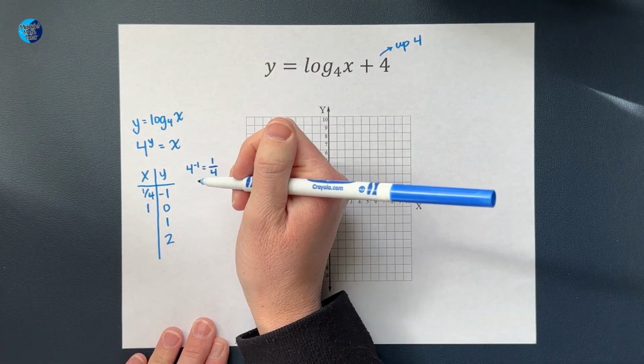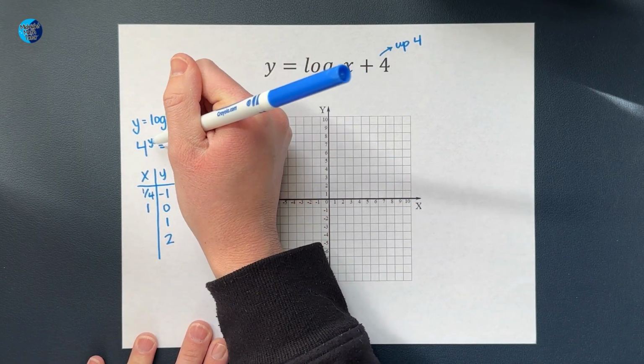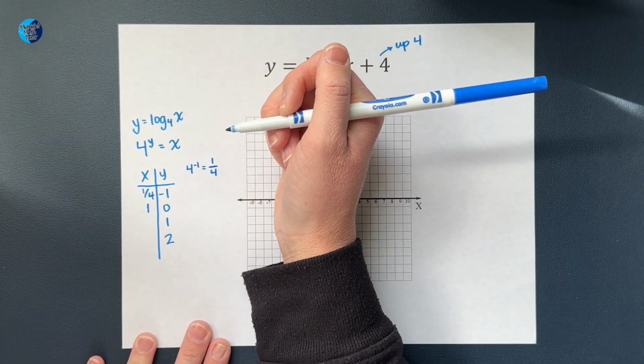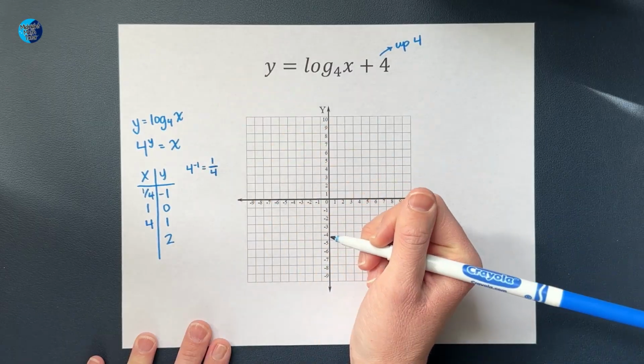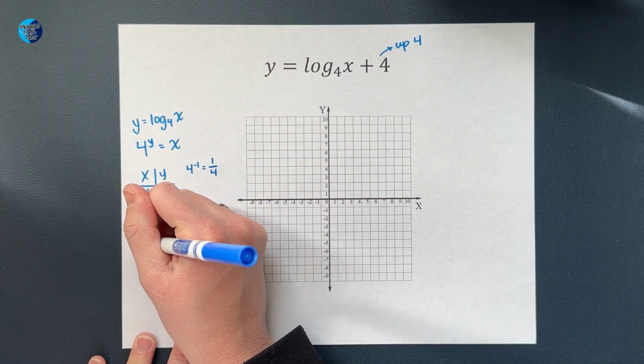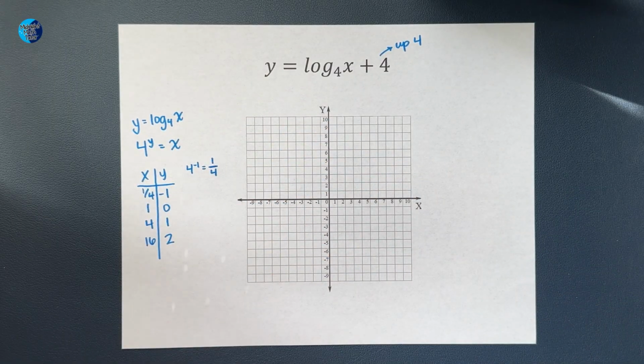Again, I'll link a video if you'd like. When I plug in 1 for y, 4 to the 1st power is 4. When I plug in 2 for y, 4 squared is 16. All right, now I've got 4 solid points that I can graph on here.